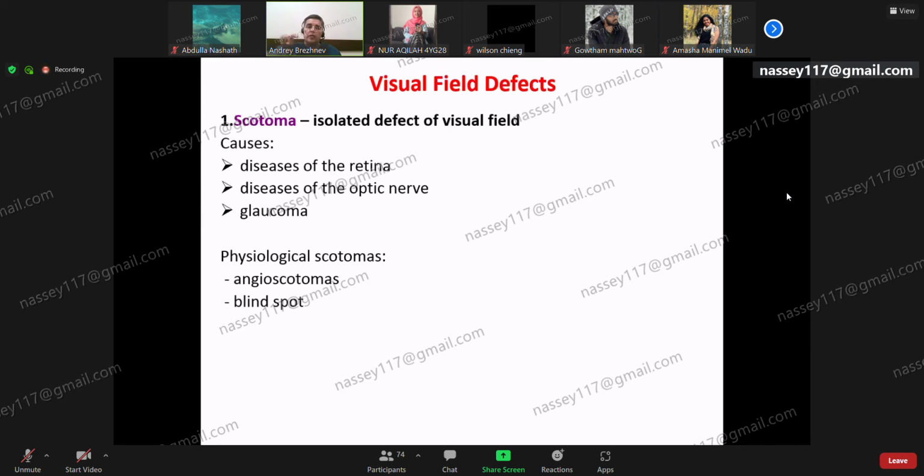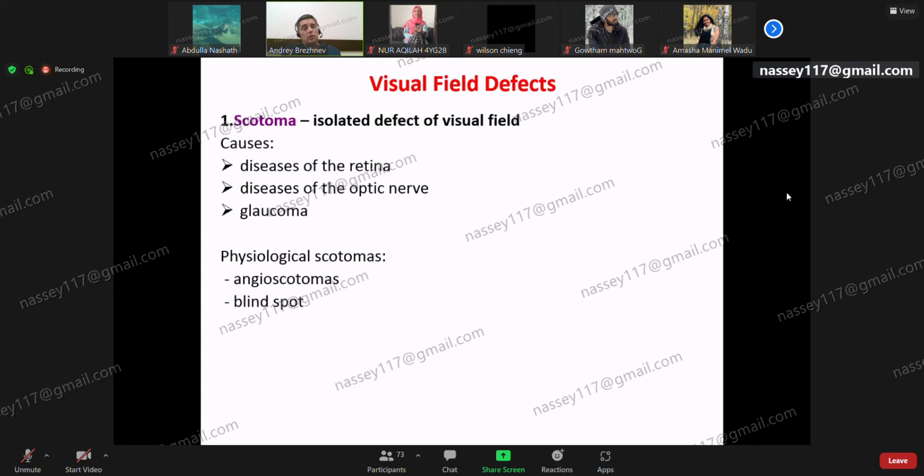Isolated means not connected with the peripheral borders. The patient may have normal peripheral vision, but somewhere in the center, he has absence of visual functions in one or several points. These are scotomas. The main types of causes of scotoma appearance are disease of the retina, disease of the optic nerve, and glaucoma, advanced stage of glaucoma.